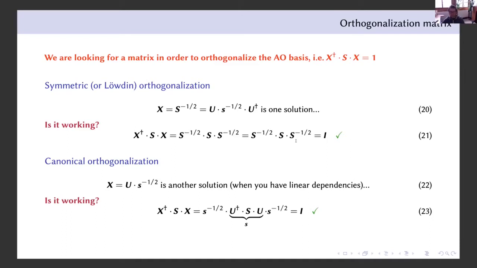Okay? And if you have linear dependencies, you can use different recipes. That's in Szabo and Ostlund's book, if you want. And for example, you can use what we call the canonical orthogonalization, for which you are able to take into account those linear dependencies and get rid of them. Okay, so have a look at this. If you have a very big basis, you have to be careful. Okay.